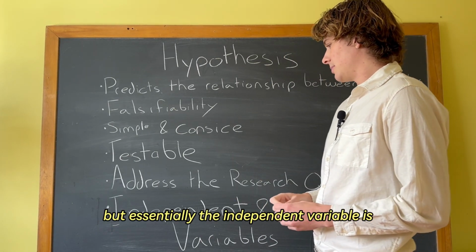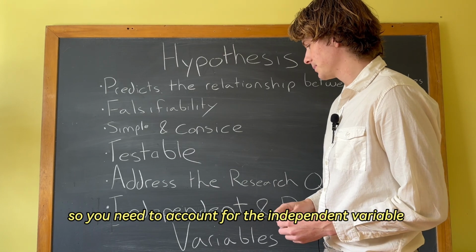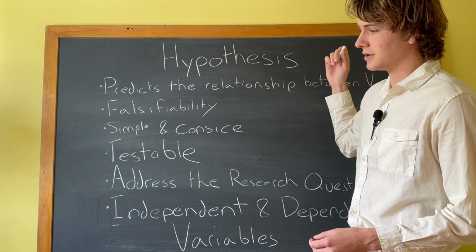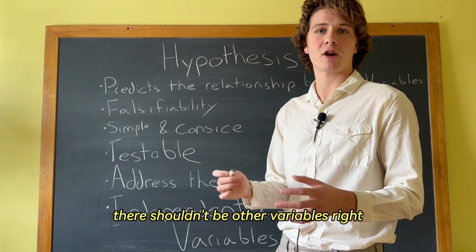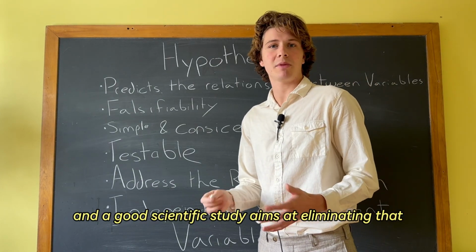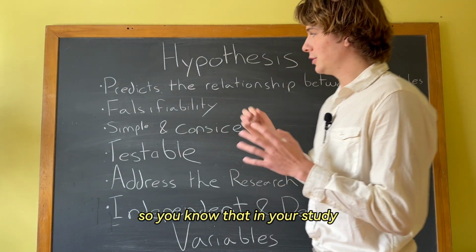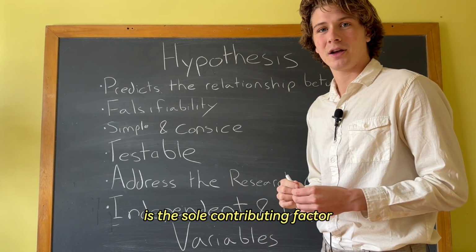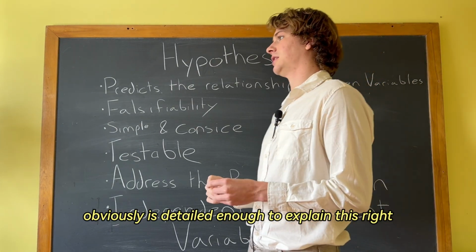But essentially, the independent variable is what is changing the dependent variable, right? So you need to account for the independent variable. You should try to isolate the independent variable. That's an important part of a hypothesis, of a scientific experiment, right? You want to isolate the independent variable. There shouldn't be other variables, right? These are called confounding factors, confounding variables. And a good scientific study aims at eliminating that, right? So you're actually trying to isolate the independent variable, so that in your study, the independent variable that you introduce is the sole contributing factor to what's changing the dependent variable, right? A good hypothesis obviously is detailed enough to explain this, right?